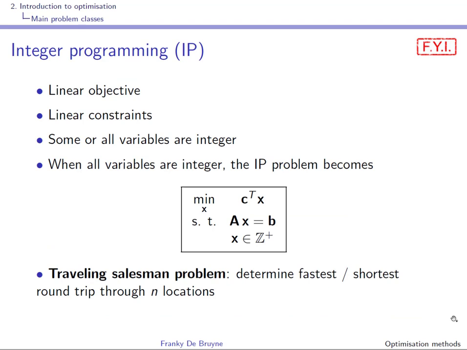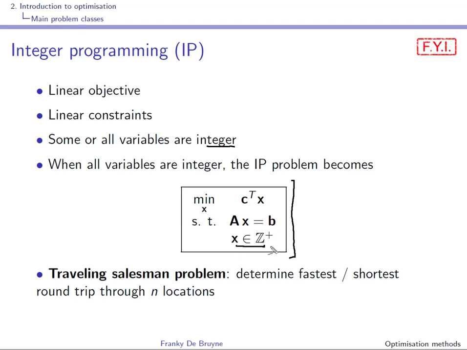The next class of optimization problems is the integer programming problem, and this is for your information only. In this case, the objective function is linear, and so are the constraints. Well, some or all of the variables are integer, right? So when all of the variables are integer, this problem becomes the following one. This is very similar to what we had in the linear program, but here x is constrained to be positive and to be an integer.